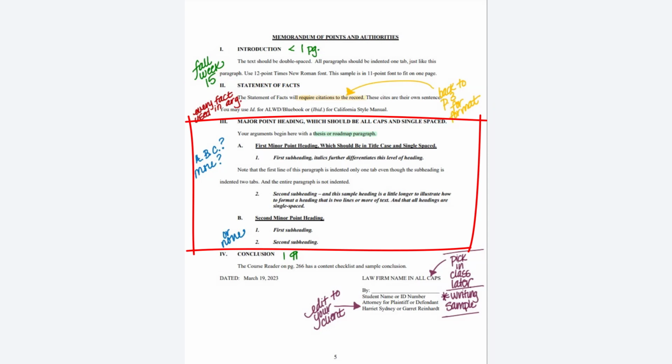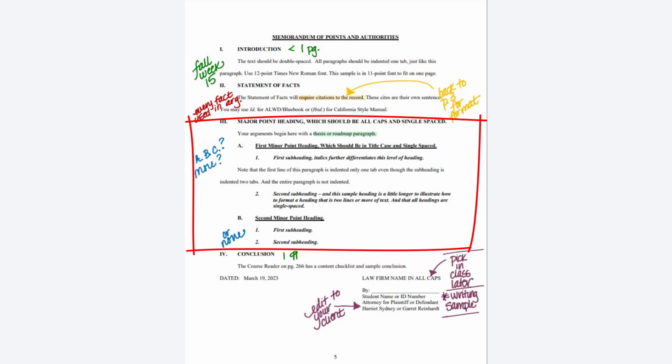So your first point heading will be your big picture, broadest point heading. This will be, if you are the defendant, why the motion for summary adjudication should be granted. If you are the plaintiff, a major point heading will be why the motion for summary adjudication should be denied. Then you will have your thesis or roadmap, and that's in the green annotation there. That is between your Roman numeral 3 major point heading and your first minor point heading, letter A. And that's where your thesis or roadmap paragraph will go.